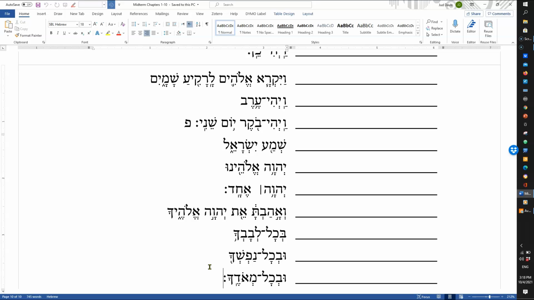Perfect. And God called, and that's the idiom that you see in Hebrew, God called to the rakia, but I think you did it rightly. God called the rakia shamayim. Vayehi erev, vayehi boker, yom sheni.